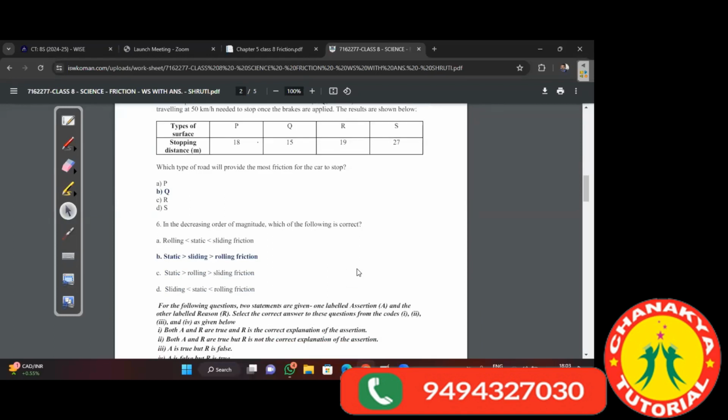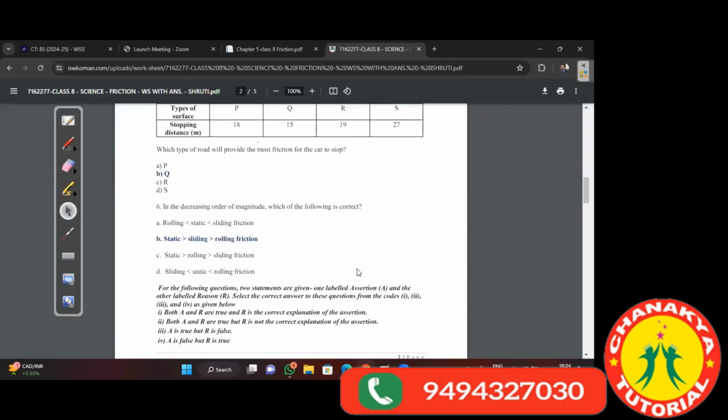Now the same situation here, the question which we did. In the decreasing order of magnitude, which of the following is correct? You have rolling, static, sliding. It is the decreasing order of magnitude. Which one is correct? Which friction force is higher?